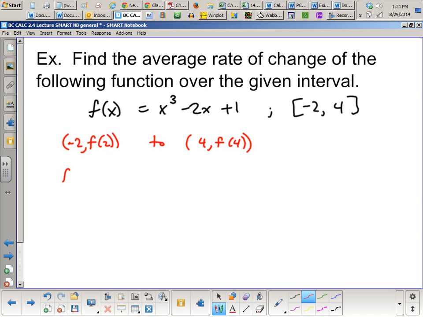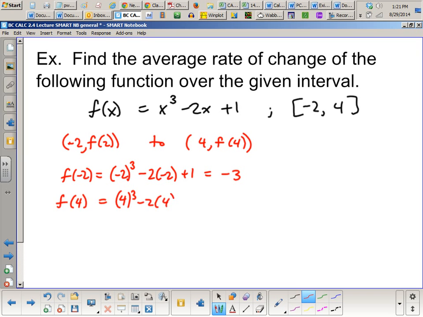Okay, so what is f of -2? You got to plug in the -2 here. So what does that give me? -3. Okay. And let's go to the point 4. So what is 4 cubed minus 2 times 4 plus 1? 57. Okay.